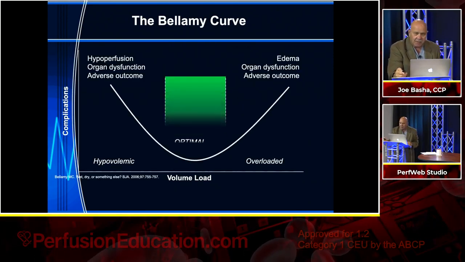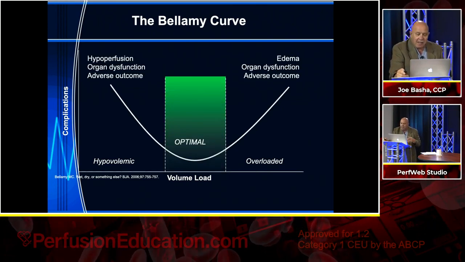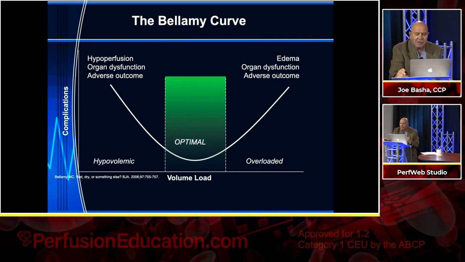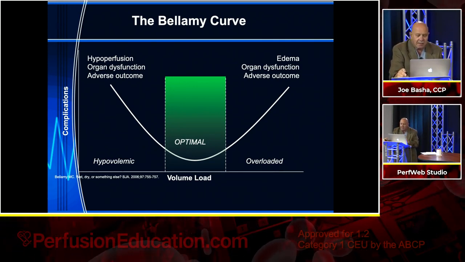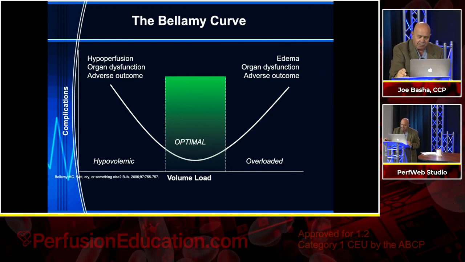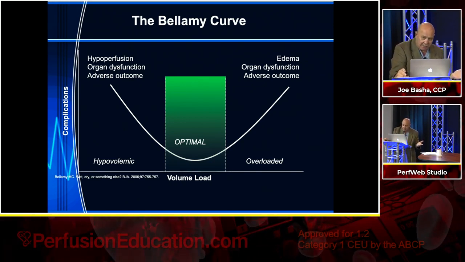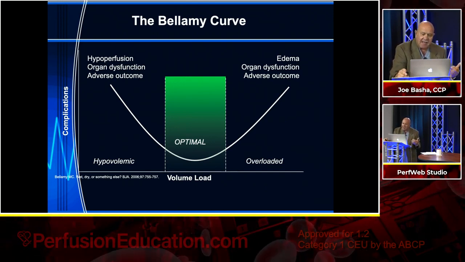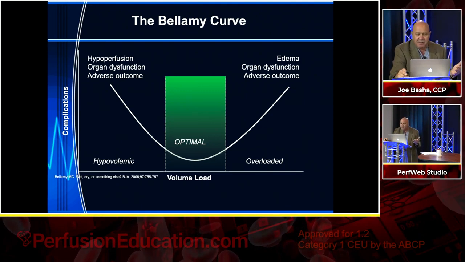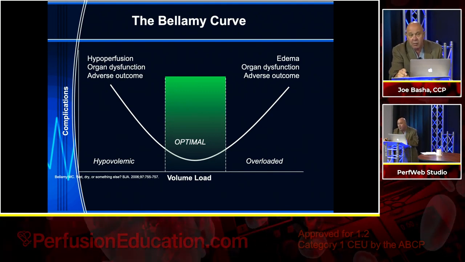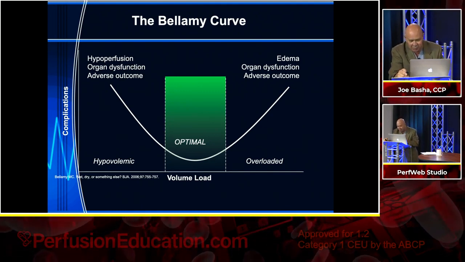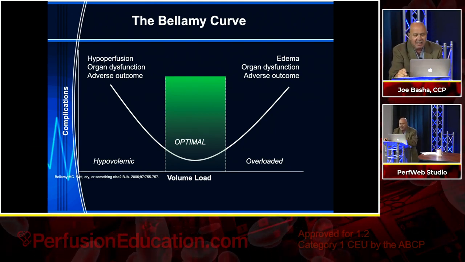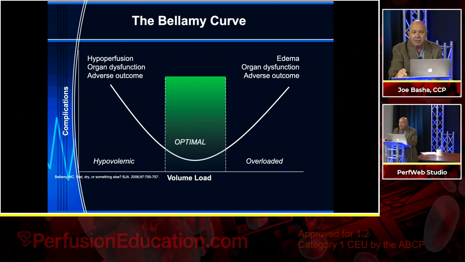But there's also this curve. I just want to go ahead and get to it. Yeah, there it is. The Bellamy curve. And what you see there in the green is your volume load and where the optimal range is. When you are hypovolemic, then you have hypoperfusion, organ dysfunction, and adverse outcomes. And you can see that as you become overloaded, you get edema, which results in organ dysfunction and, again, adverse outcomes. Our goal is to be somewhere in that green.